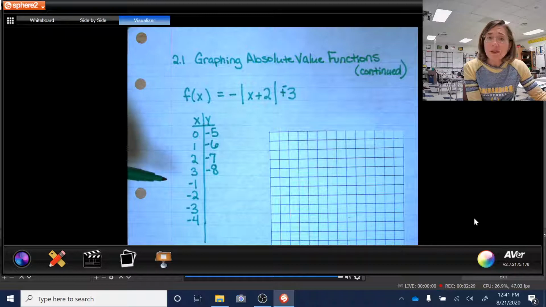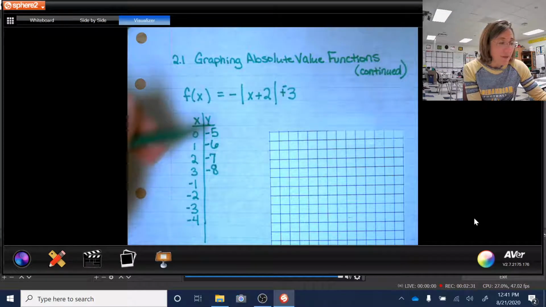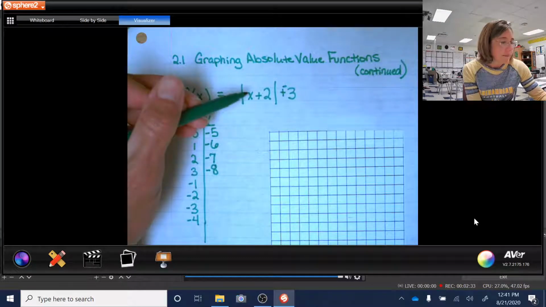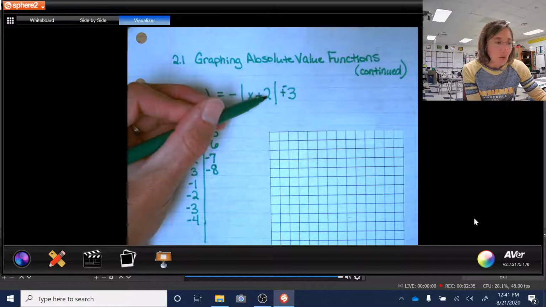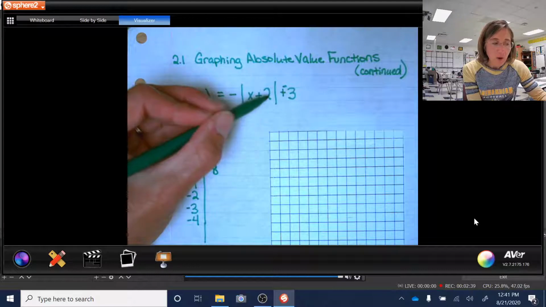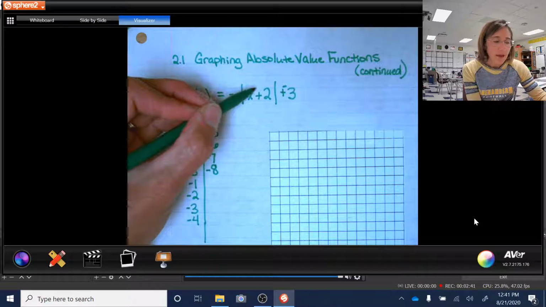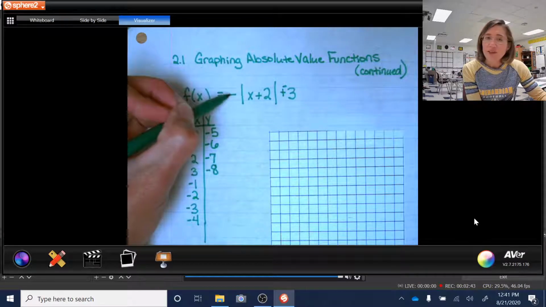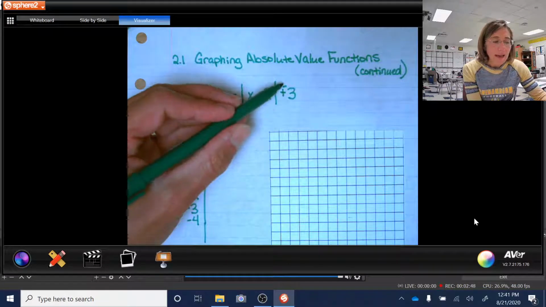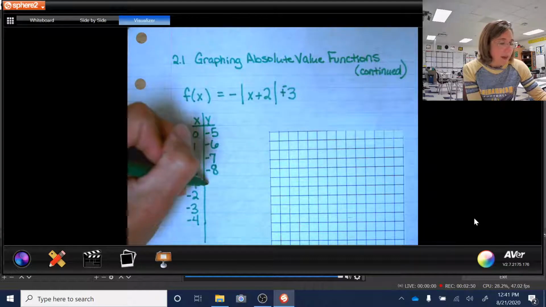Okay, now I'm going to switch gears and look at some negative values. So I'm going to take a negative 1, plug it in here for the x. Negative 1 plus 2 would be 1. So we're taking the absolute value of 1. How far is 1 away from 0? That would be 1. There's a negative out front of that, so that turns it to a negative 1. We add a negative 3. That makes negative 4.